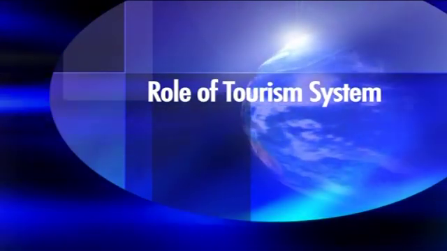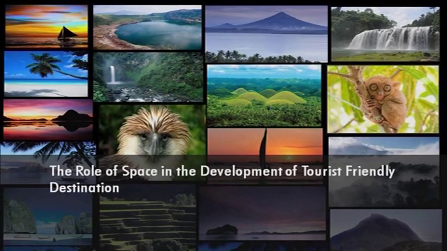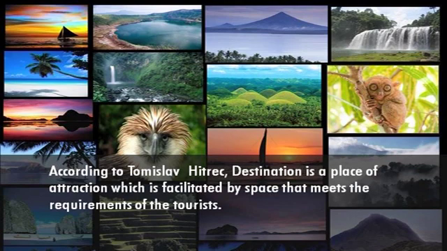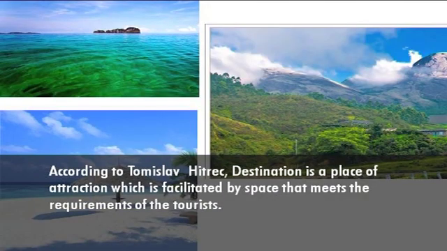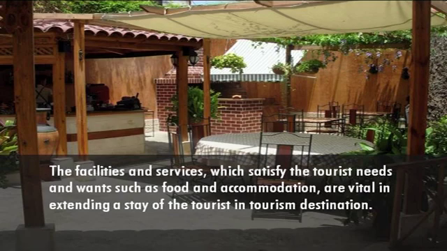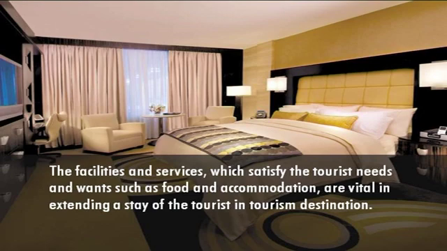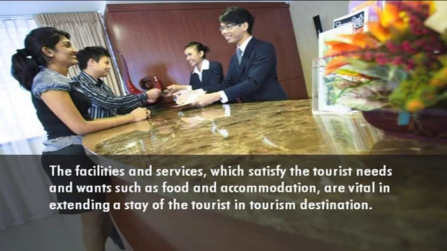Role of the tourism system. The role of space in the development of tourist-friendly destinations. According to Hytrek, destination is a place of attraction which is facilitated by space that meets the requirements of the tourists. The facilities and services which satisfy the tourist's needs and wants, such as food and accommodation, are vital in extending the stay of the tourists in the tourism destination.